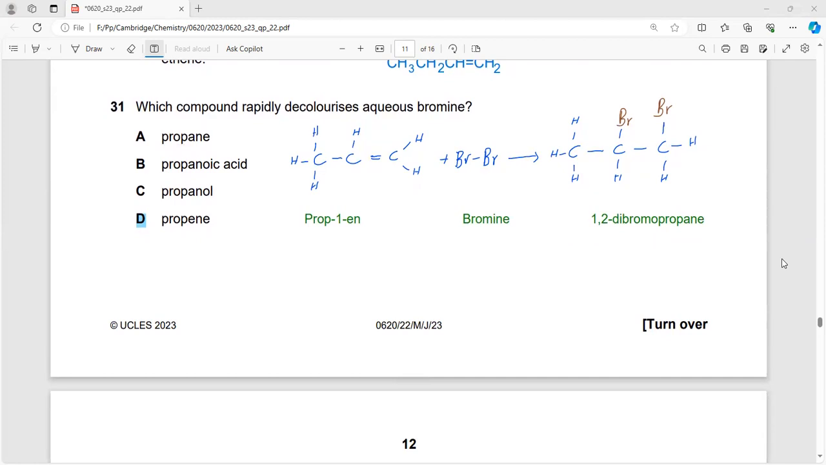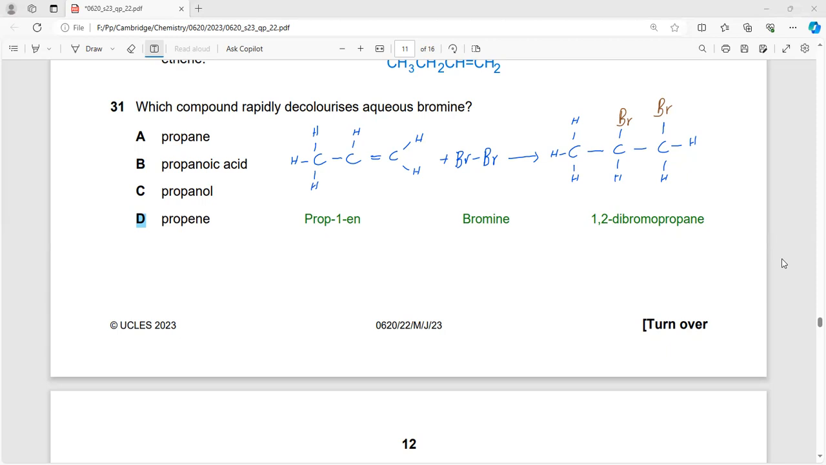Question number 31, which compound rapidly decolorizes aqueous bromine? For example, if we have prop-1-ene, it will react with the bromine, and this will be an addition reaction. The bromine will add to the prop-1-ene, and that will produce 1,2-dibromopropane. So this will convert from alkene to alkane. The bromine will decolorize the propene. So that's why D is our correct option here.